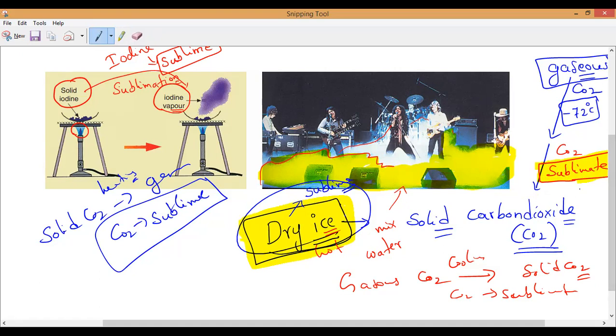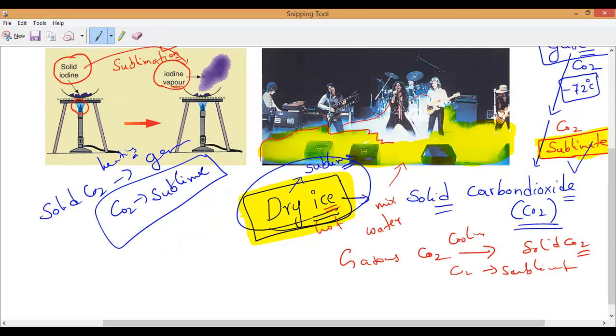If it is converting from gas to solid, what is it called? It is called sublimate. That is the difference between them. Now, I'll show you the video also, how the smoke forms. You can see, you will be shocked also.